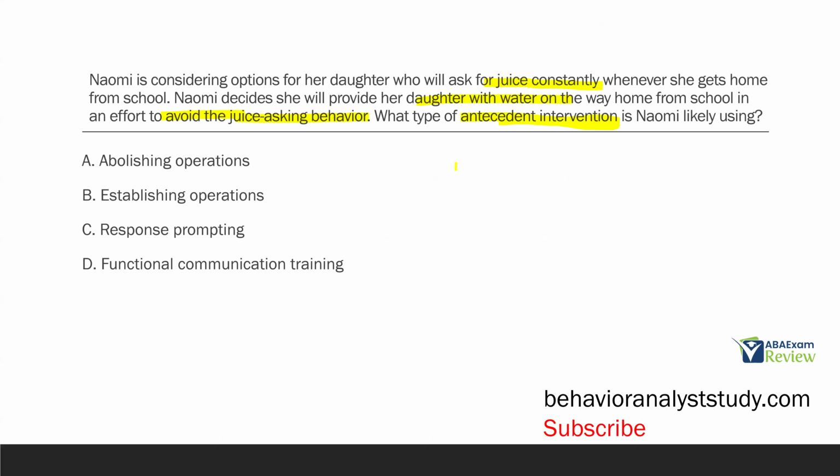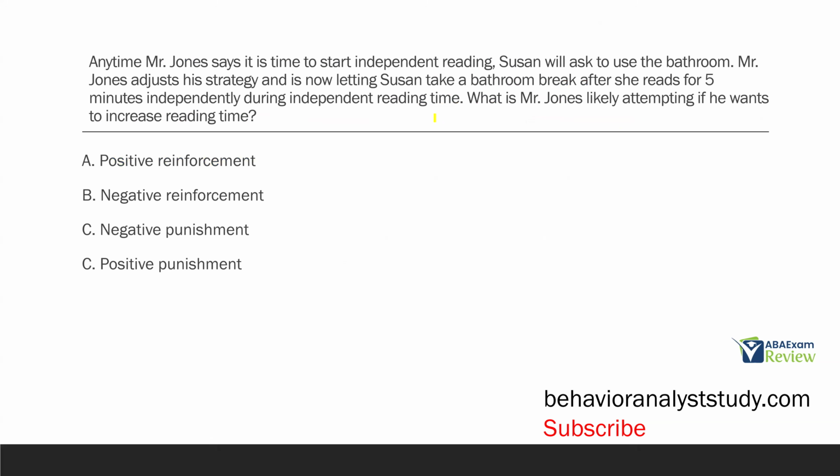C, response prompting. We don't discuss prompting here. We're not talking about stimulus or response prompts. C doesn't fit. And then D, functional communication training. Yes, her daughter is asking for things, but Naomi isn't explicitly teaching her different ways to communicate needs and wants. She's simply trying to abolish the value of the juice, which is going to reduce the juice asking behavior. The type of antecedent intervention Naomi is using is A, an abolishing operation.